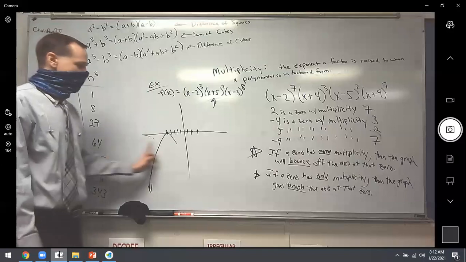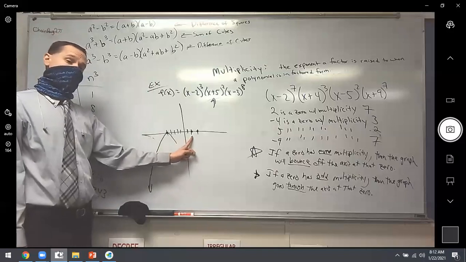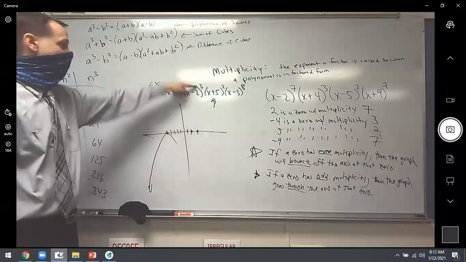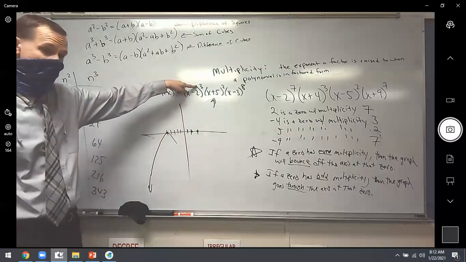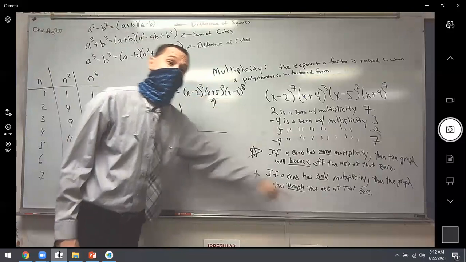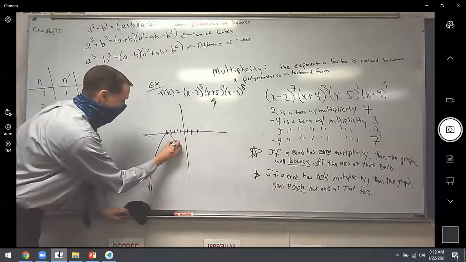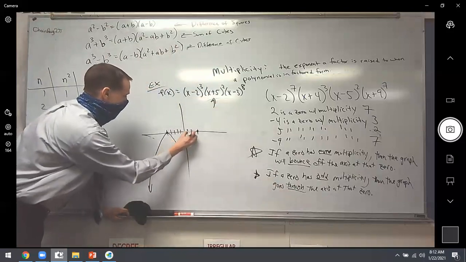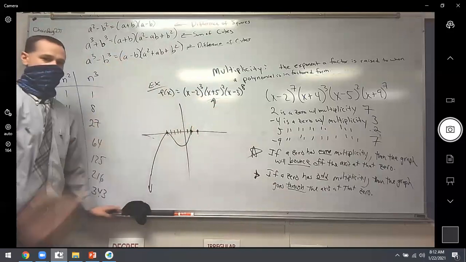The next multiplicity I would hit would be the one at the 2. Would you agree? Well, let's look at what happens at the 2. That's raised to an odd power. What happens with odd multiplicities? It's going to go right through the axis. So I have to curve back around to get to it, but I'm going to go through the axis right there.